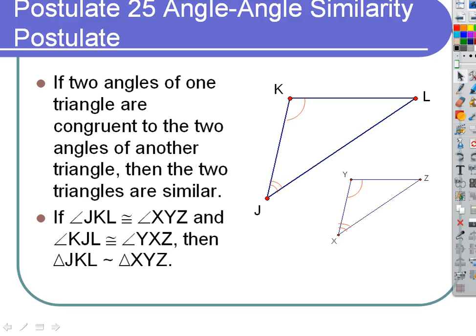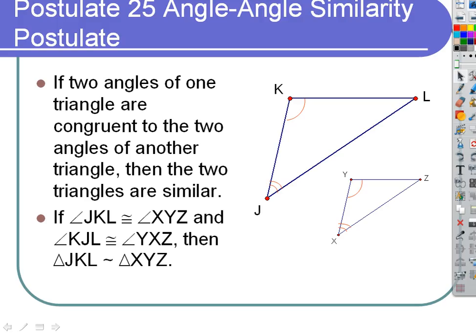Now, what we're going to get for similarity relationships is similar stuff, right? Instead of concluding that the 2 triangles are congruent, our conclusion for these relationships is going to be that the 2 triangles are similar. Well, one of them is AA similarity. The angle-angle similarity postulate says that if 2 angles of one triangle are congruent to 2 angles of another triangle, then those triangles must be similar. And that makes sense, doesn't it?